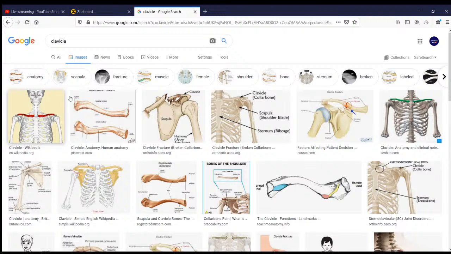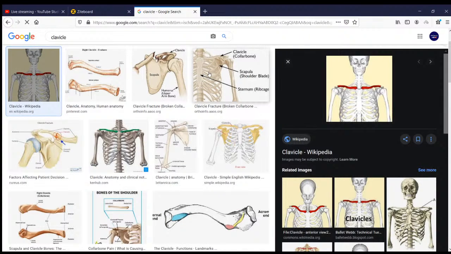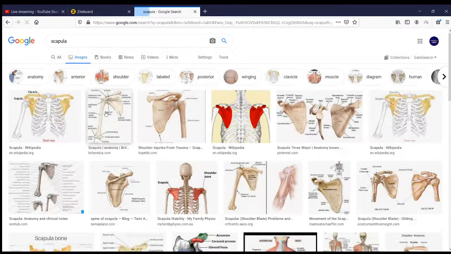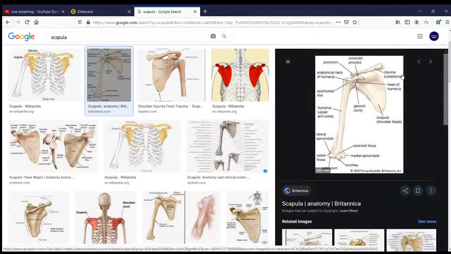This is your clavicle. Okay, this one. You can see, I think this is the clavicle. Okay, this one. And if you see the scapula, okay, this one is the scapula, the behind one. This one, shoulder blade, right? And this is the humerus.